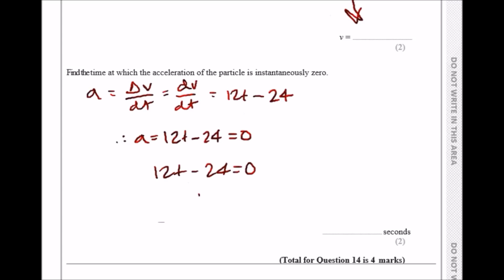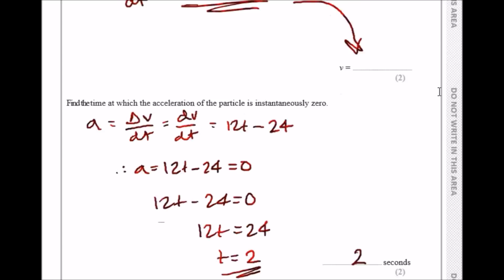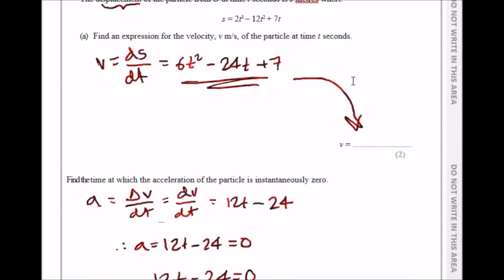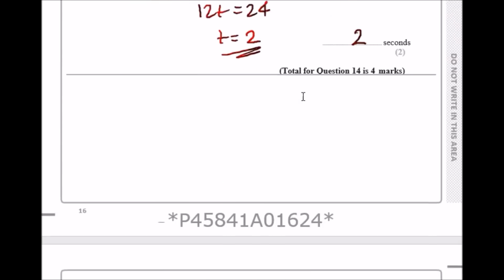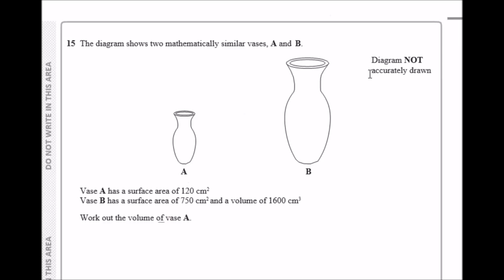Adding 24 on both sides, you get 12t equals 24. Dividing by 12, you get 24 over 12, which is 2. So the final solution is 2 seconds. Wait, is it in seconds, right? Yeah, seconds. And that's it, 2 seconds. Hope this helps. Let's move on to number 15.